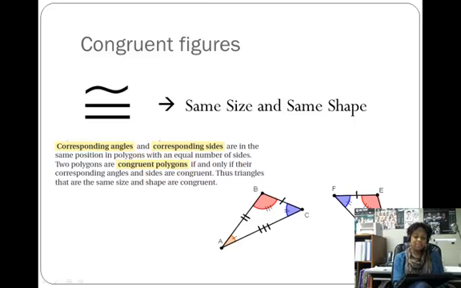When they have the same size and the same shape, that means that they have the same number of angles, and therefore those figures have angles that correspond with one another. Corresponding angles and corresponding sides are the sides and angles that are in the same position in the polygons. Two polygons are said to be congruent if and only if all of their corresponding angles are congruent and all of their corresponding sides are congruent.